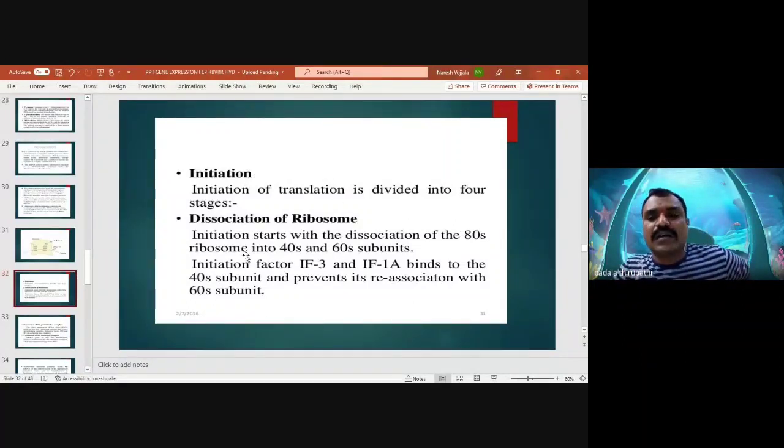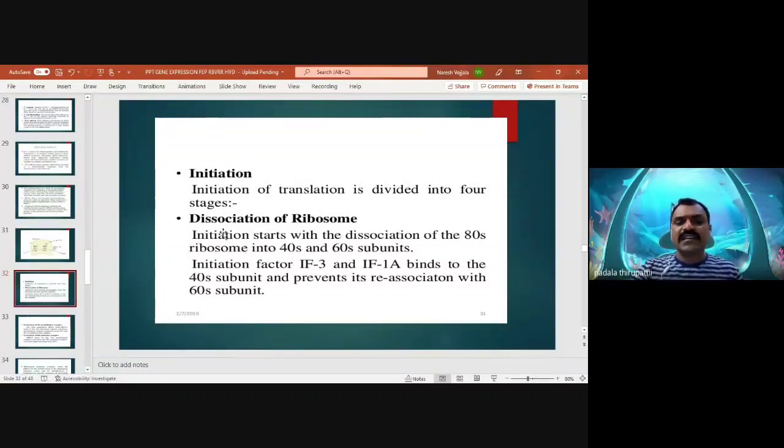The first stage of initiation is dissociation of the ribosome. What is the meaning of dissociation? Actually, the ribosome is associated with larger and smaller subunits, bound together by magnesium ions between the two subunits. The eukaryotic cell possesses the 80S ribosome. S means Svedberg unit, you know. So the 80S ribosome dissociates into the smaller 40S subunit and the larger 60S subunit.